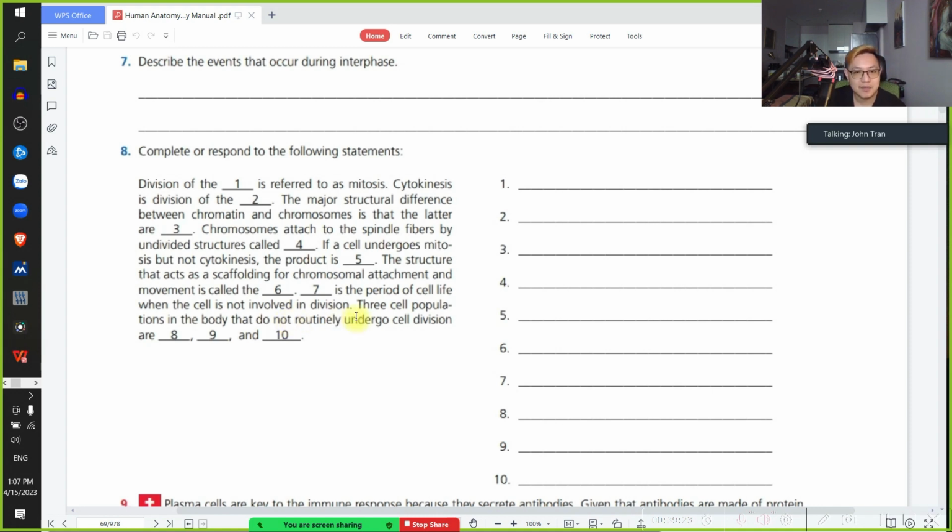Of course. Tiếp tục. 3 cell populations in the body that do not routinely undergo cell divisions are. 3 cái quần thể tế bào trong cơ thể mà không có thường xuyên trải qua sự phân chia tế bào, nó là cái gì? 3 cái quần thể. That's nerve cell, tế bào thần kinh là thứ nhất. The second one, cardiac muscle cell, cơ tim, cardiac muscle cell. What is the third one?